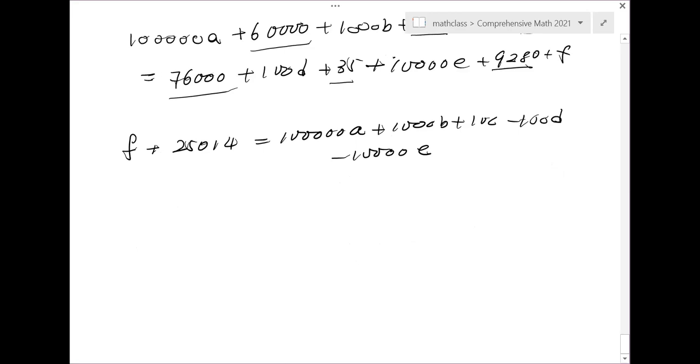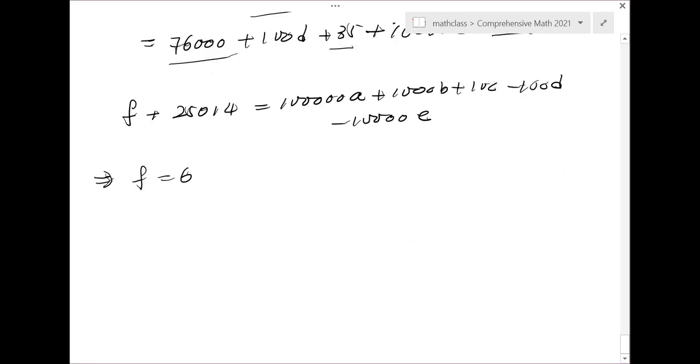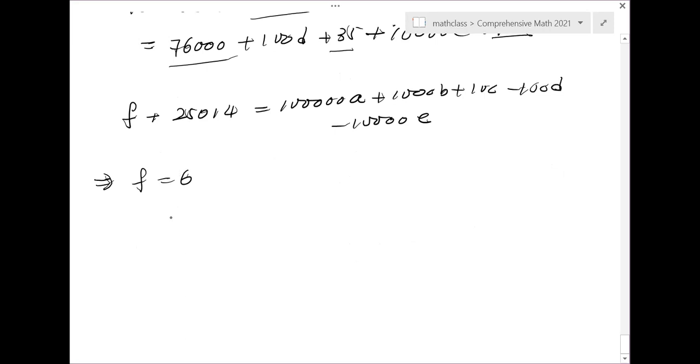So look at this identity. You will see that the right hand side is a multiple of 10, right? So the right side is a multiple of 10, so it implies immediately F must be equal to 6. Otherwise, you cannot make the units digit 0. So you get this, then you put 6 there, then you simplify it, okay?